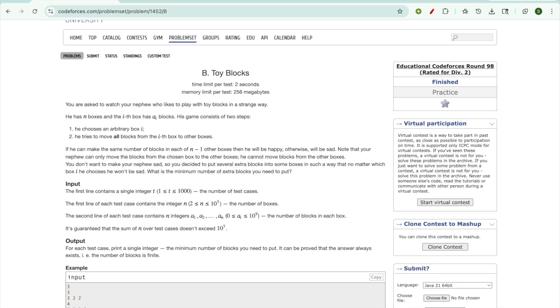You have n boxes and your nephew is going to pick any box and empty it, and he tries to distribute those blocks into the remaining n-1 boxes to make them all perfectly equal. Our job is to add the minimum number of blocks so that he can always succeed, no matter which box he chooses. Pause the video right now and think, what are the two things that must be true for the boxes to be equal?